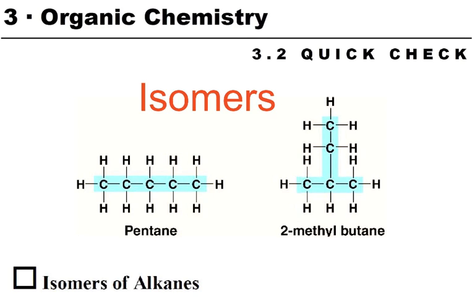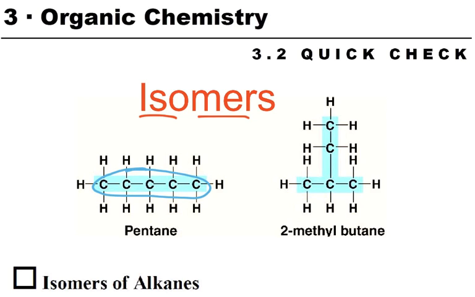Quick Check 3.2 is talking about the idea of isomers. And isomers, we know that iso means the same and mer means parts. So we can take the same parts and put them together different ways and actually get different molecules. An example would be pentane. So with pentane, here we have 5 carbons and 12 hydrogens.